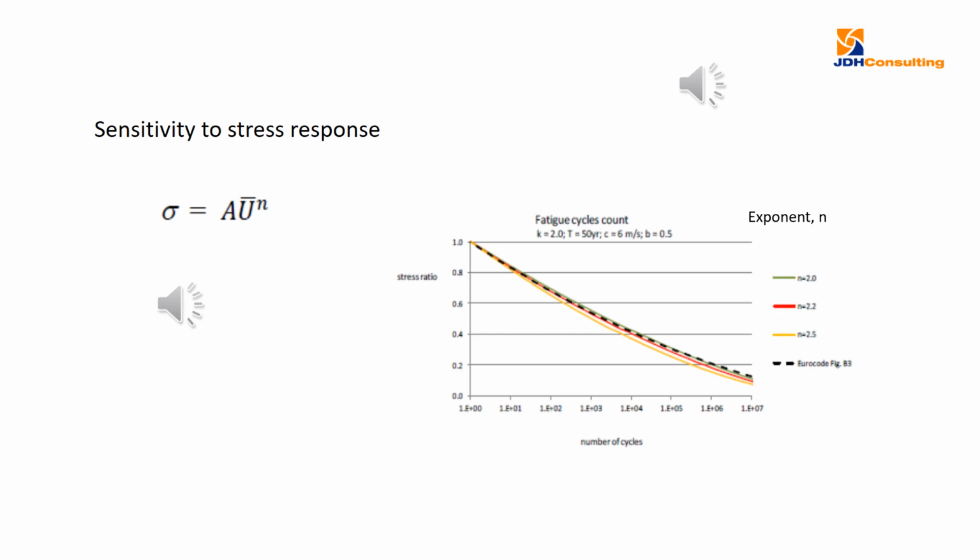So this graph on the right hand side shows the calculated fatigue cycle count for 3 different values of the exponent n: 2.0, 2.2 and 2.5. This is for a particular couple of values of Weibull shape factor and Weibull scale factor. Shape factor of 2.0 and scale factor of 6 meters per second, but these are typical values. The calculated fatigue cycle count curves are quite well represented by this universal black dash line. Not much sensitivity at all to that exponent.